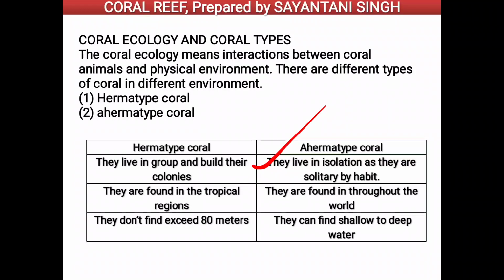And as I said that they cannot be found in either the shallow region or the deeper region, but for hermatite there is an exception. The hermatite corals are found from shallow to deep regions everywhere, whereas hermatite is a coral which lives in groups, and they are found in the tropical region also. They do not exceed 80 meters. They are found in regions less than 80 meters.